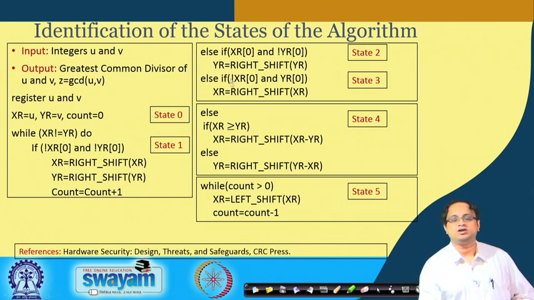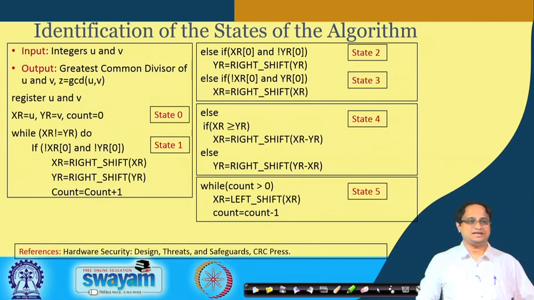If you see this algorithm, we can say that it has 6 states. I have numbered them from 0 to 5. This is my state 0 where I initialize, and this is my state 1 where I check both of them. All of these states indicate some unique configuration of your algorithm. State 0 stands for the initialization part, whereas state 1 stands for the case when both of them are even.